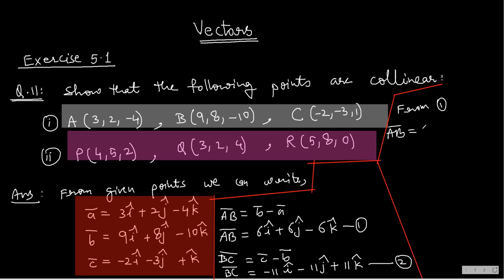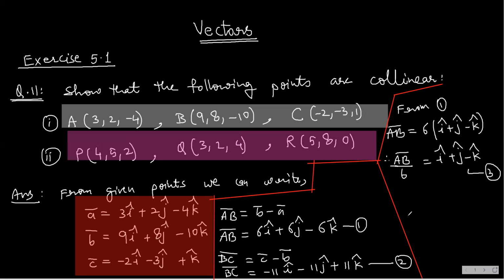See here, from 1, AB bar equals, simply take 6 common. If I take 6 common, see what I get: I cap plus j cap minus k cap. Therefore, AB bar upon 6 equals I cap plus j cap minus k cap, and this is equation number 3. This is what I got from AB bar.